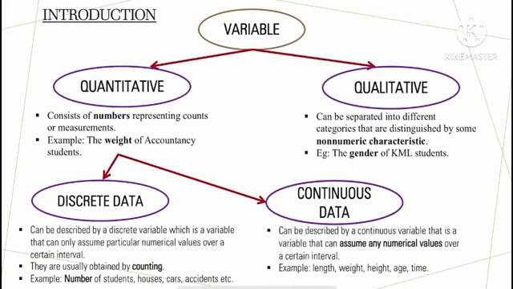Continuous data can be described by a continuous variable, that is, a variable that can assume any numerical values over a certain interval. For example, length, weight, height, age, time.